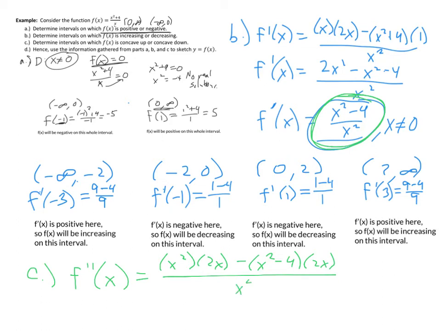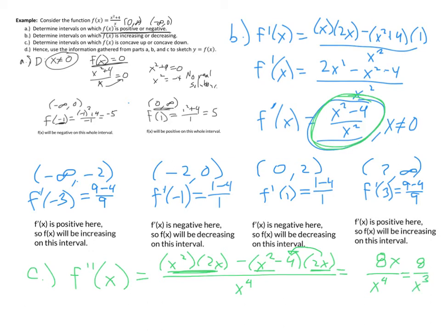over the square of the bottom. Now, when I actually go through and simplify this, this piece right here is 2x cubed, and then this is going to be minus 2x cubed. So those are actually going to drop out. All that's going to be left up here is 8x, just the 2x times the 4. So we'll have 8x over x to the 4th, which is actually going to simplify down to 8 over x cubed.